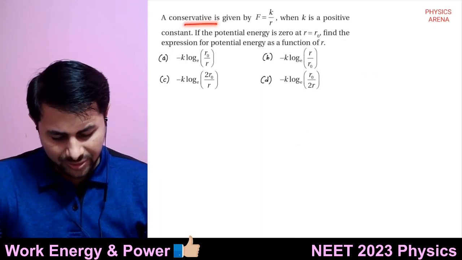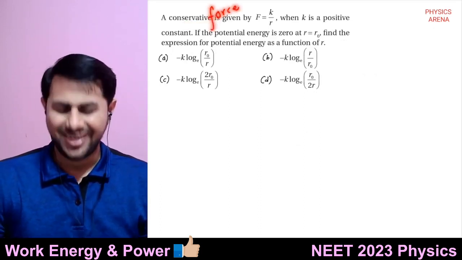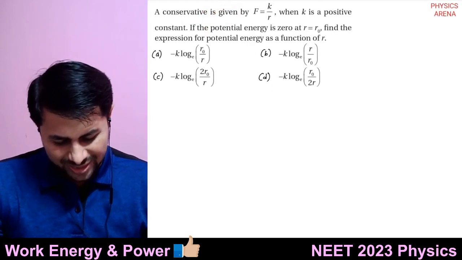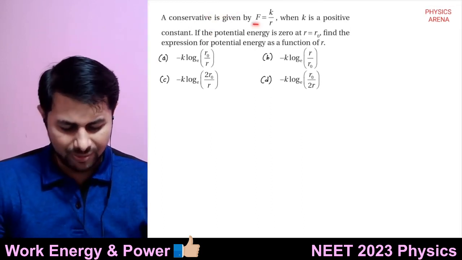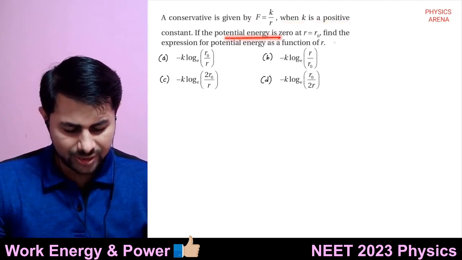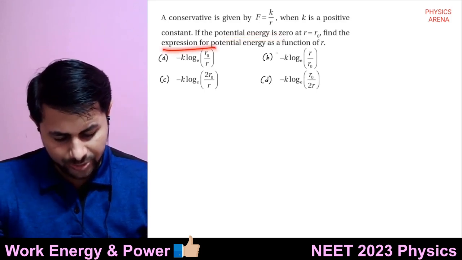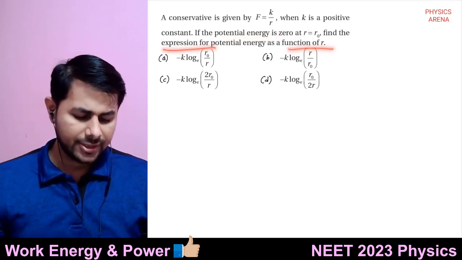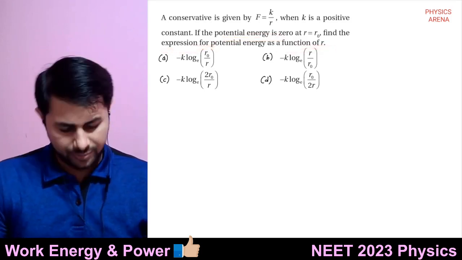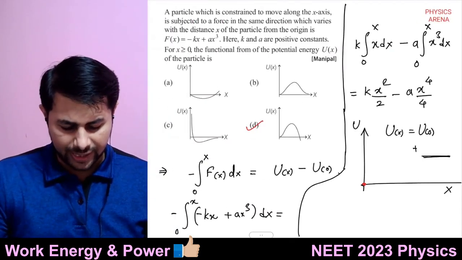A conservative force is given by F equals K by R, where K is a positive constant. If the potential energy is 0 at R equals R naught, find the expression for potential energy as a function of R. Okay, so this is given, just like the last problem.